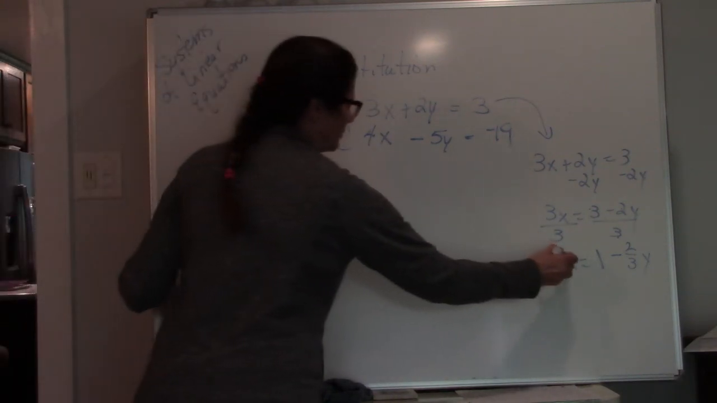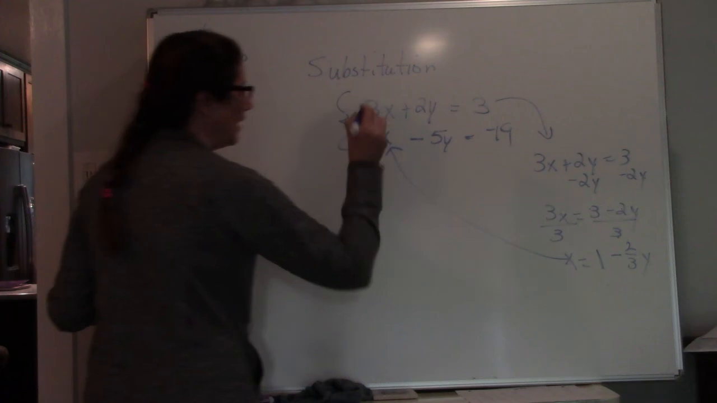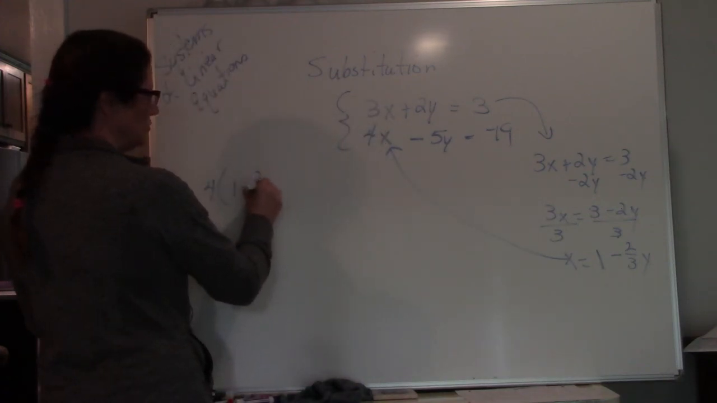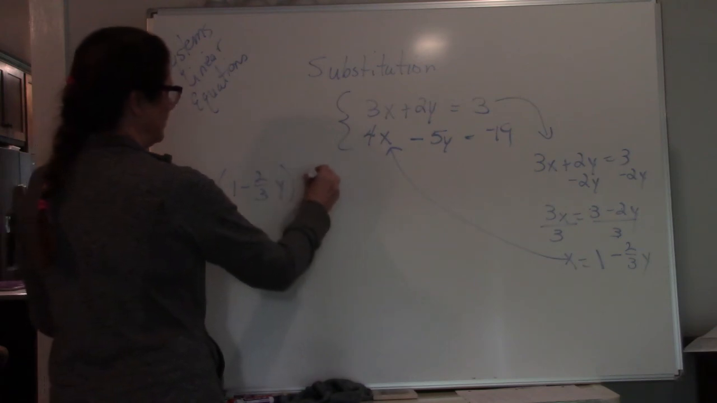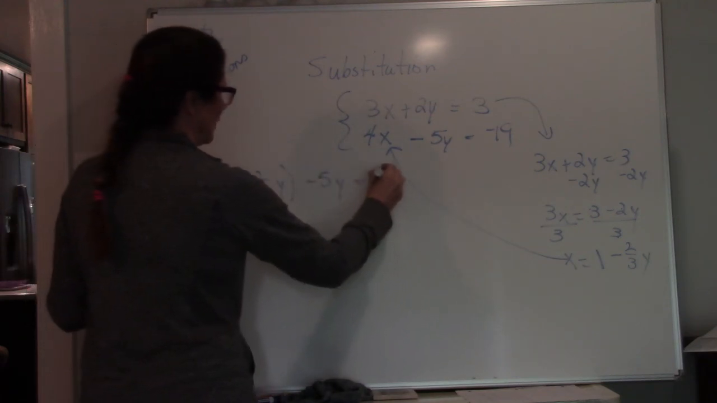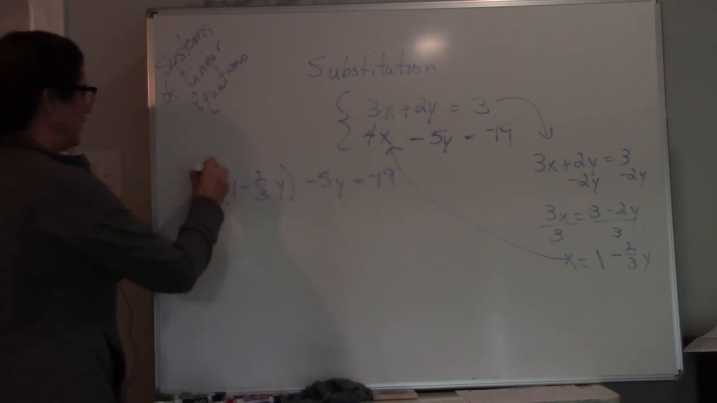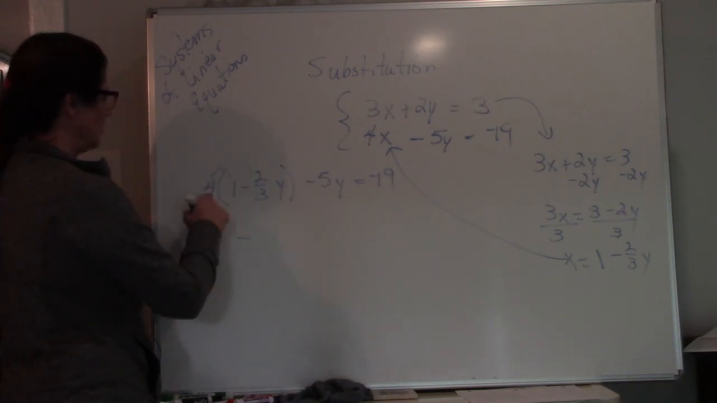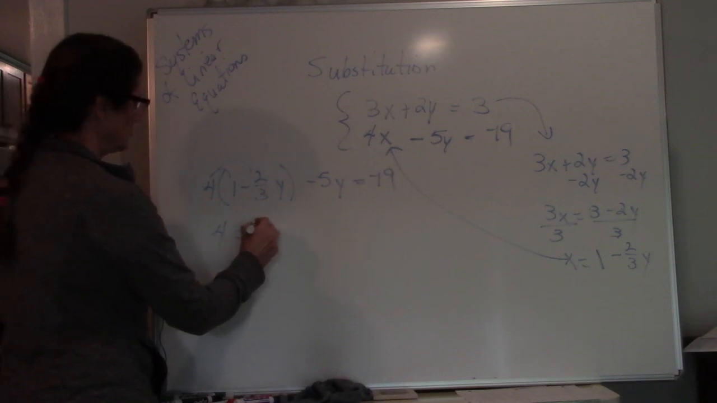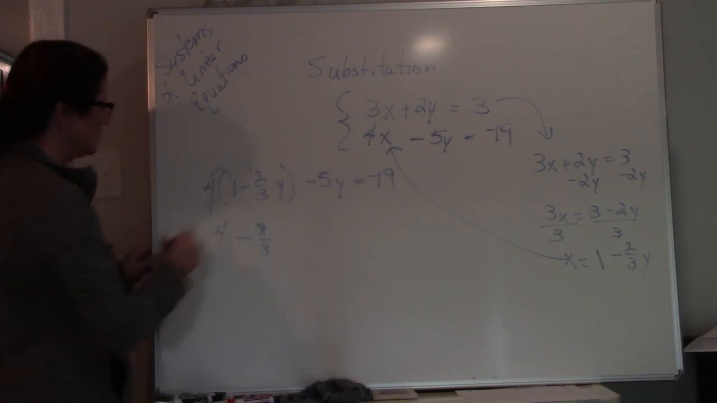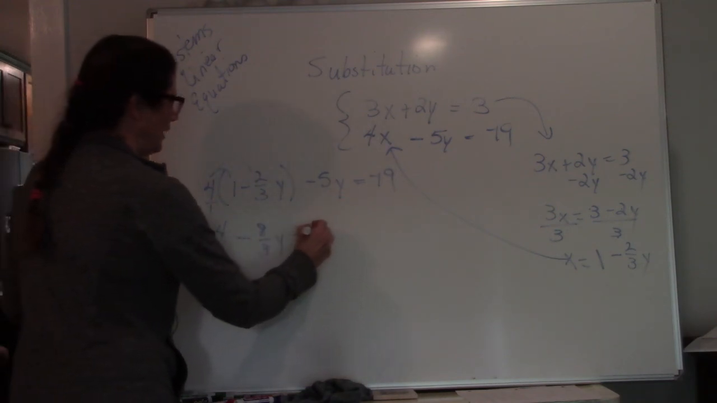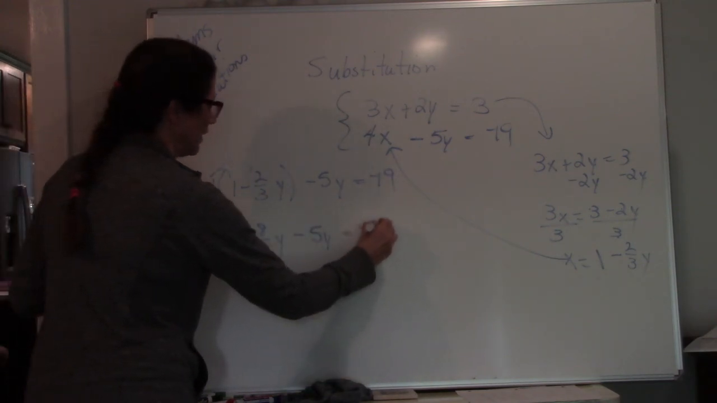So now I'm going to plug that into the other equation. So I have 4 times (1 minus 2/3 y) minus 5 times y equals -19. And then I'm going to distribute this 4 through. So 4 times 1 is 4. 4 times -2/3 is a -8/3, and all I did is I'm multiplying fractions. So -8/3 y minus 5y equals -19.